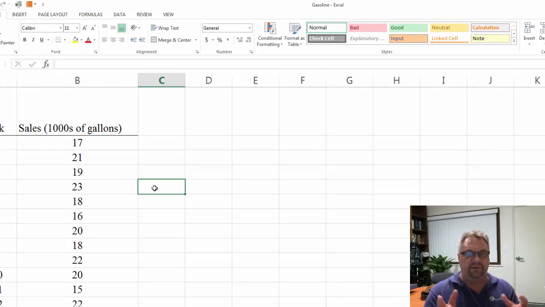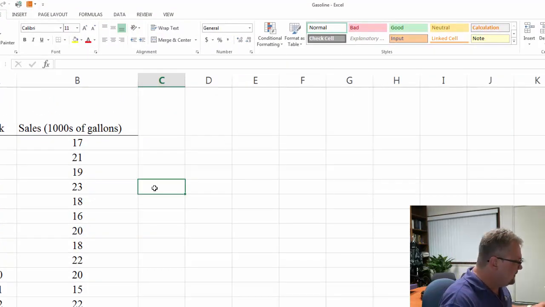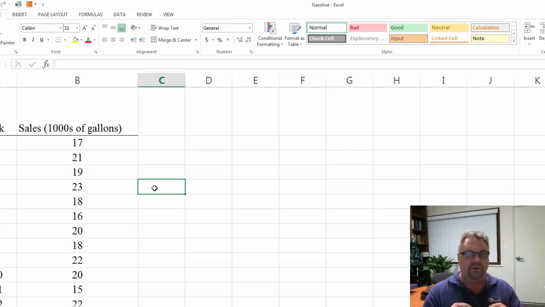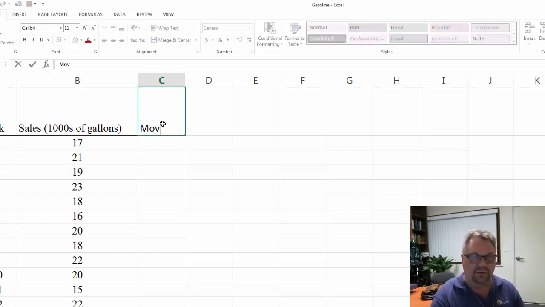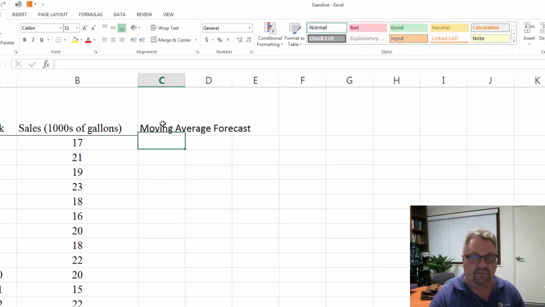So this all comes from page 479 to 452. And what I'm going to do is try to replicate table 15.9 for you using this 3-period moving average. So what we're going to do is use the previous 3 periods to estimate the sales in the next period. So again, I'll call this my moving average forecast.